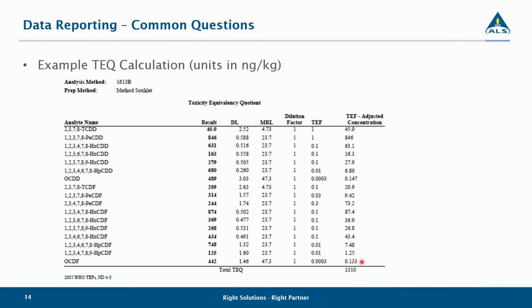Others use an even more conservative approach by using the full EDL value as the result for non-detects in this calculation. Also important to note, for clients also testing for PCB congeners by method 1668, that there is a separate TEQ using the WHO-12 list of PCBs calculated in the same way for those compounds.